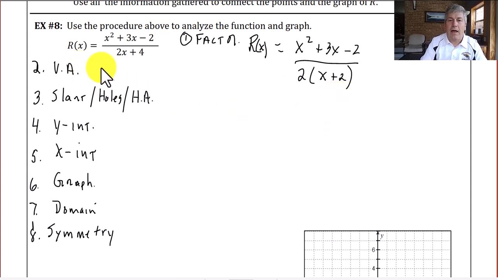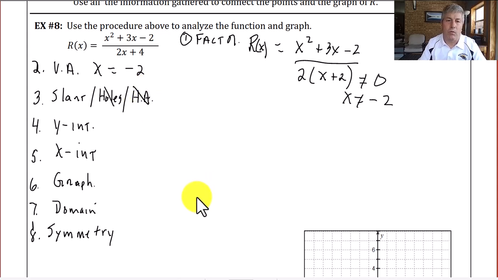So we have a vertical asymptote at x equals -2 because x plus 2 can't equal 0 and x can't equal -2. So we've got a vertical asymptote at x equals -2. We have a slant asymptote because the leading coefficient in the numerator is 1 more than the leading coefficient in the denominator. We don't have any holes because we don't have any factors that are going to cancel, and so we're not going to have a horizontal asymptote either. So we've got a slant asymptote here that we're going to deal with.